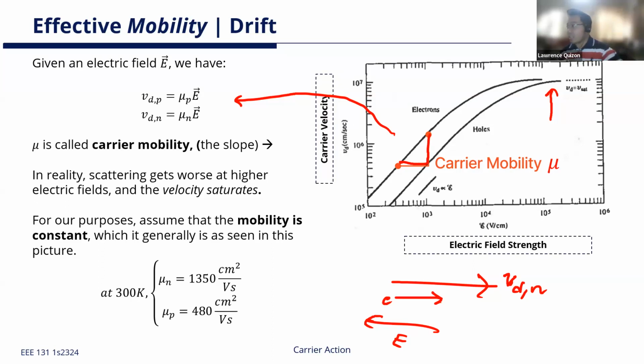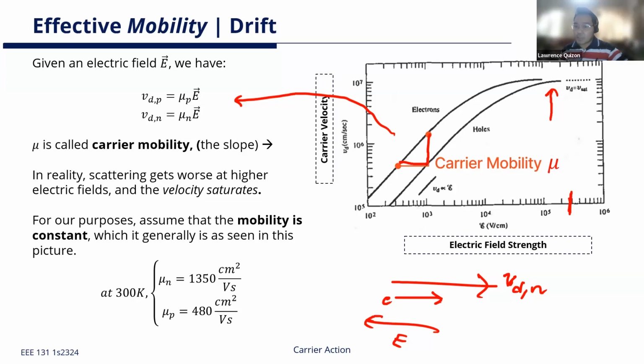The velocity saturates at some point, no? Masyadong mataas yung velocity. Even if you increase the electric field, hindi na bibilis yung carriers mo. Why? Because it's bumping into too many silicon atoms. It doesn't matter how fast you get, you're just going to start bumping into things faster, no? So that's a problem, no?